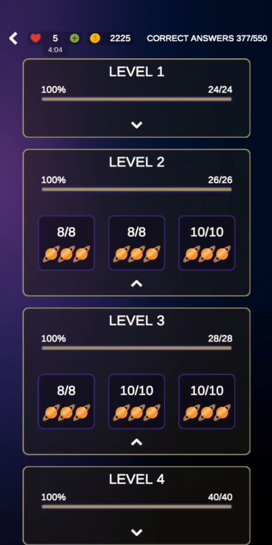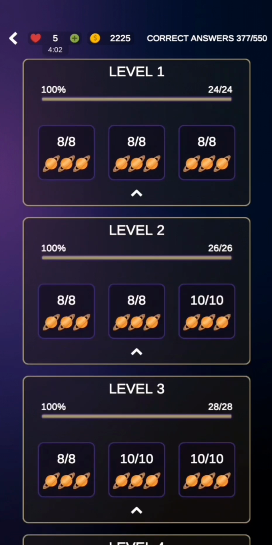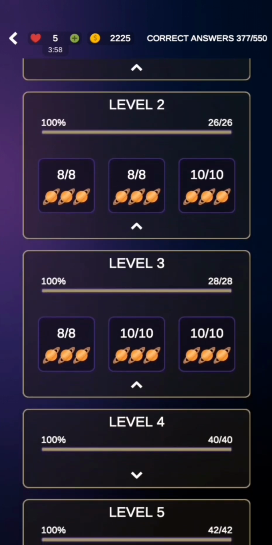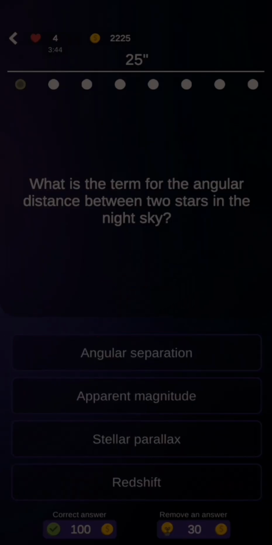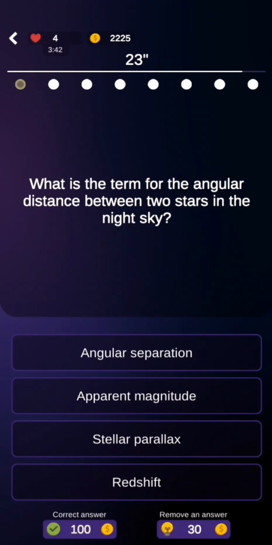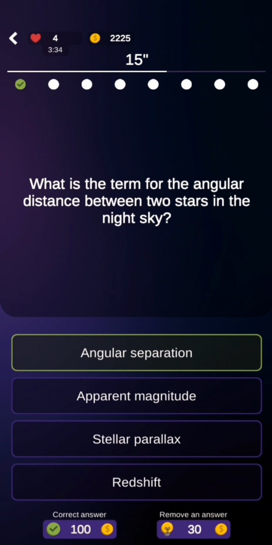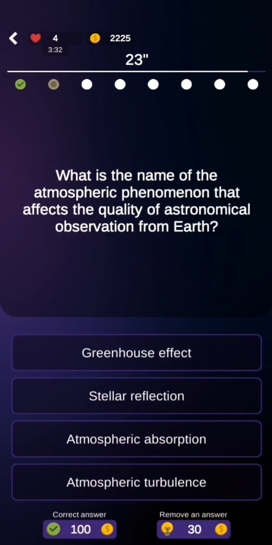So yeah, that one had 10 on the last one. Let's check the first one. 8, 8, 8, 8, 8, 10, 8, 10, 10. All right, let's go. What is the term the angular distance between two stars in the night sky? Ooh, so without even looking at the answers, I don't know. So we're going to look at the answers. Angular separation. That definitely seems like the right one. See, multiple choice makes everything easier.